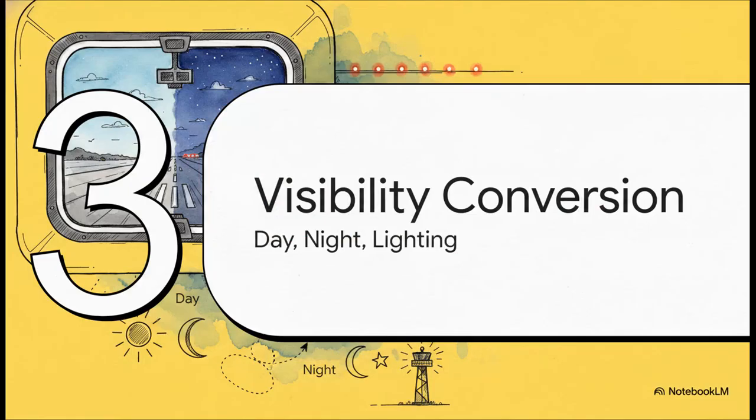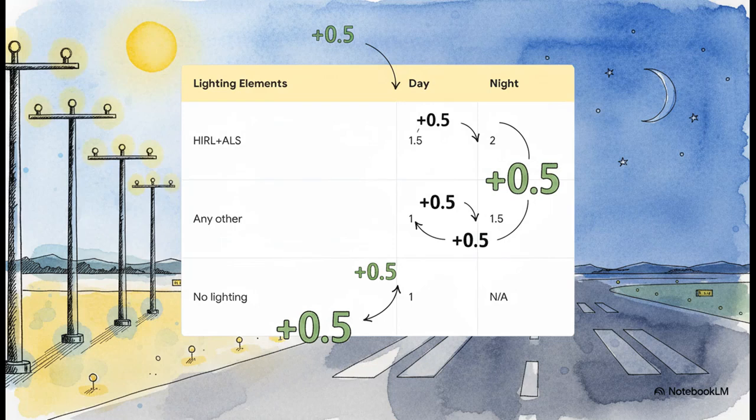Section 3. The visibility conversion table, multiplying visibility by day, night, and lighting. Now, to actually derive this CMV, you just have to look out the Q400 cockpit window, check the time of day, and look at your lighting. And I'm going to give you the plus 0.5 trick to memorize this effortlessly, even in a super high workload environment. Here's how it works. You start with a base multiplier of 1 for any basic lighting during the day. Then, you just add 0.5 if it's night, and you add another 0.5 if you have high-intensity runway lights plus an approach lighting system, okay?